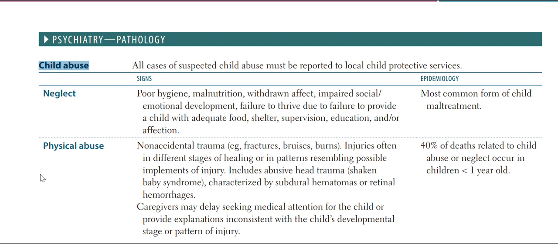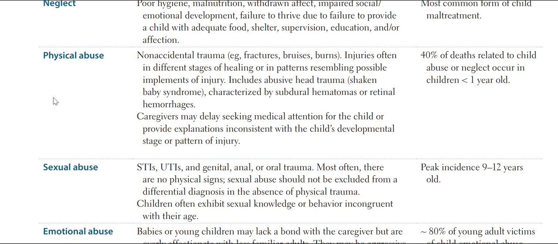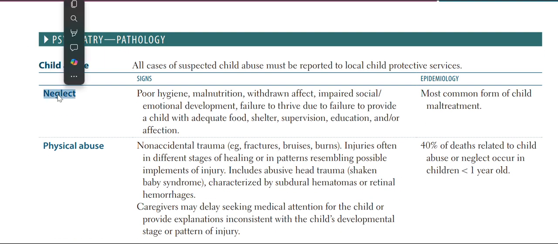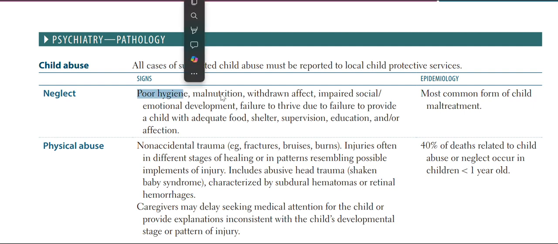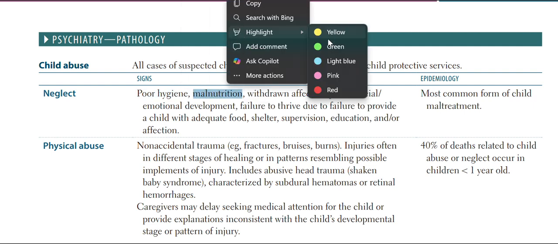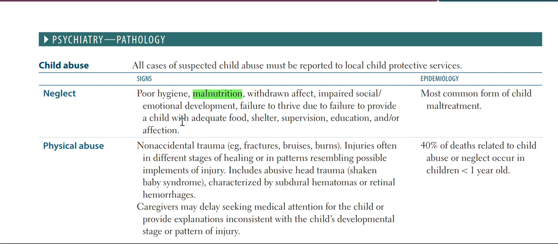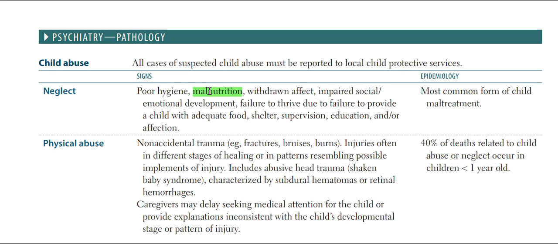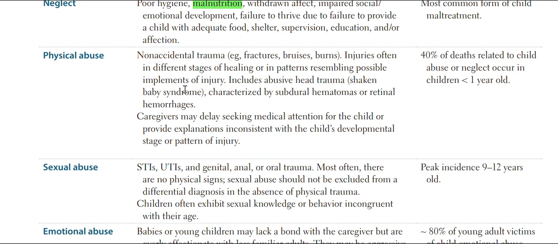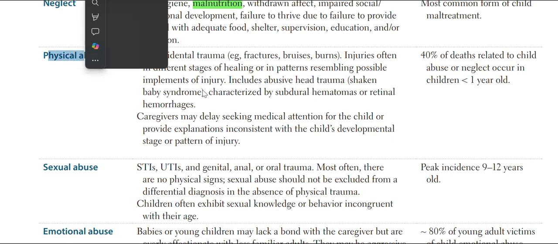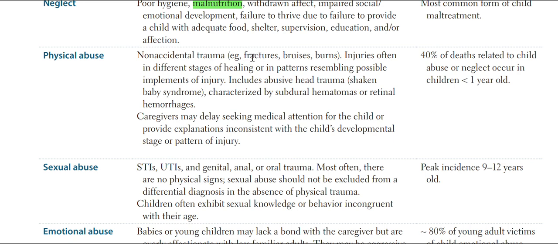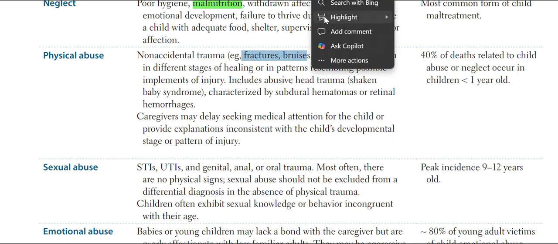Now, there are a couple of variants of child abuse. You have neglect. That means the baby is not looked after. This can lead to, most commonly, malnutrition. With neglect, usually patients will present with malnutrition, and the baby will be neglected by parents. Now, physical abuse usually presents with fractures with bruises.